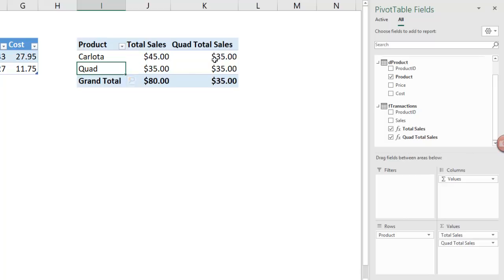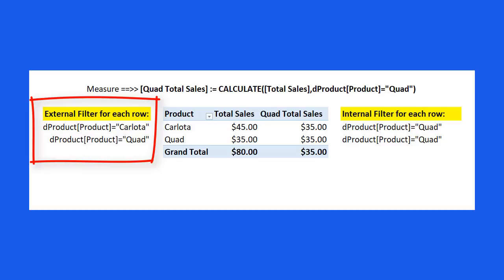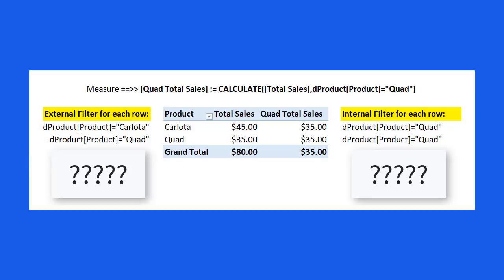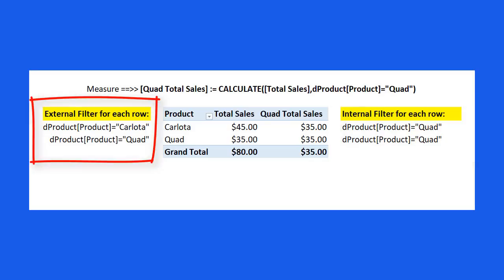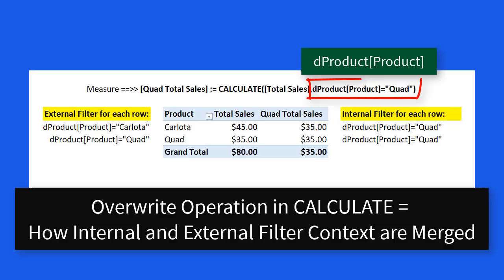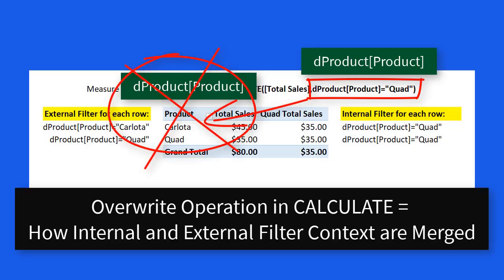Now, as a basic lesson of how this measure is calculated, before it ever filters the underlying tables, it has to decide, since there's the Product column inside the measure and the Product column is in the row area of the PivotTable, which column to use. Do I use the internal column and the condition Quad, or do I use the external column and the condition Carlota for this row or Quad for this row? The way it works is this. When it's given internal and external filter context, and the column exists in both places, the internal column and its filter will replace the external.